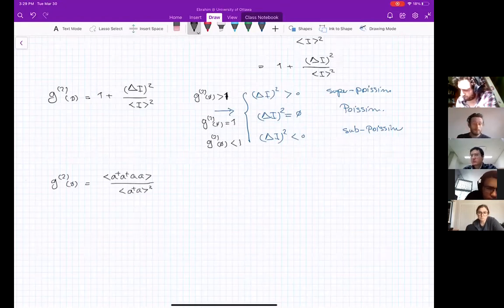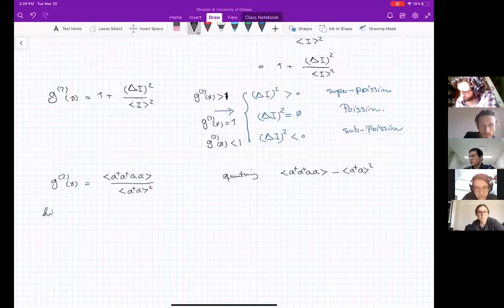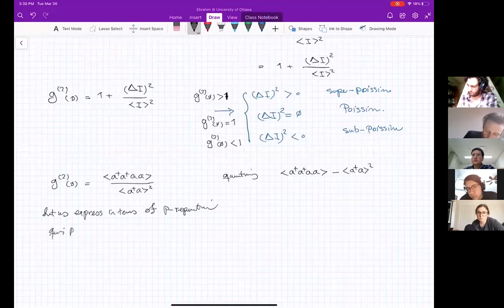Okay, I will define a quantity, which is given by A dagger A dagger A A minus A dagger A to the power of two. Okay? This is a normal order, right? I can write it in terms of any quasi-probability distribution. So let us express it in terms of the P representation, quasi-probability distribution.